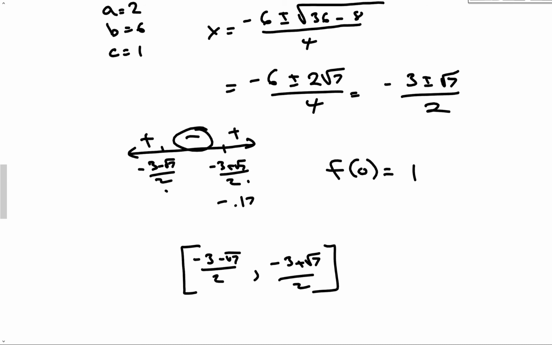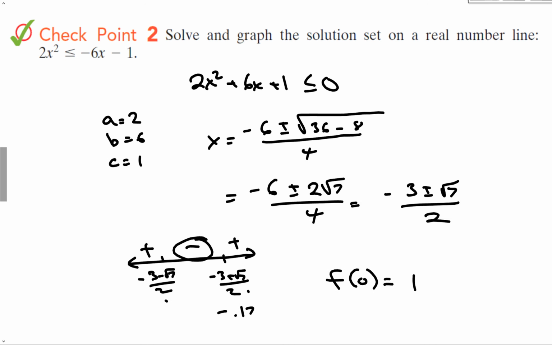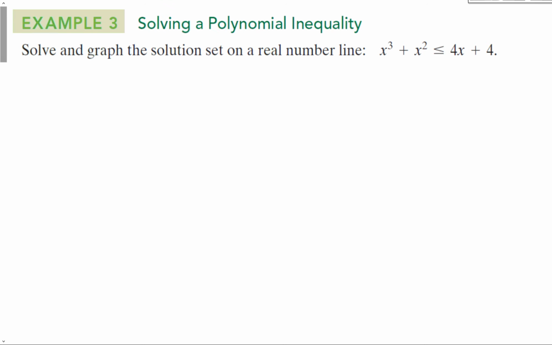Okay, so that's our basic procedure: solve the equation, find the zeros, make a sign chart, figure out where the graph is positive or negative. Okay, so now we have a cubic. Same thing: x to the third plus x squared minus 4x plus 4 is less than or equal to 0. Well, luckily, this one actually factors.